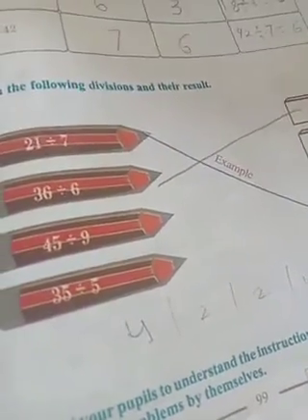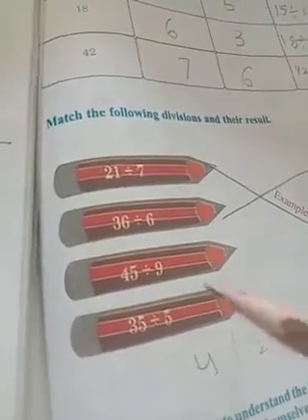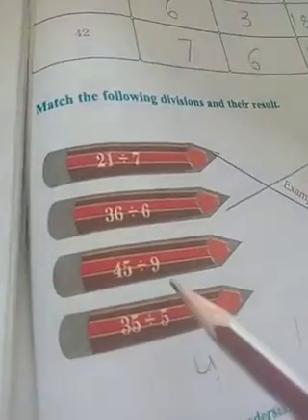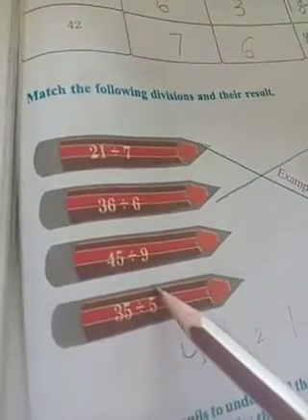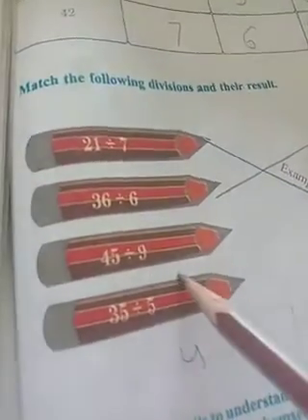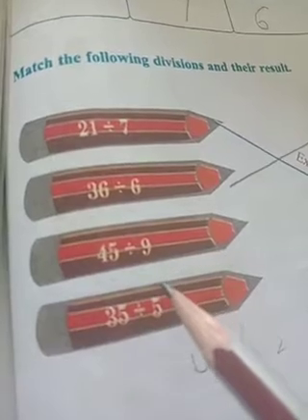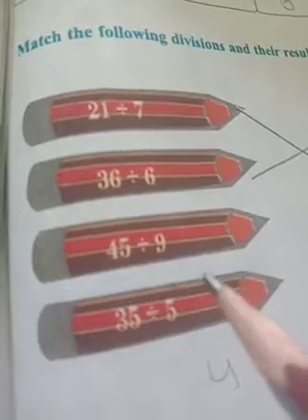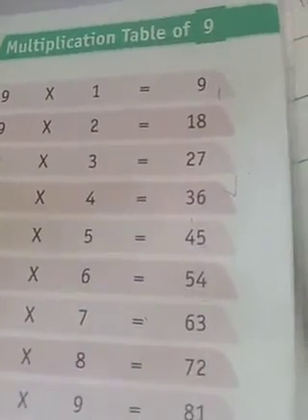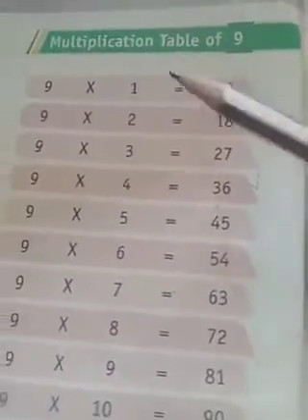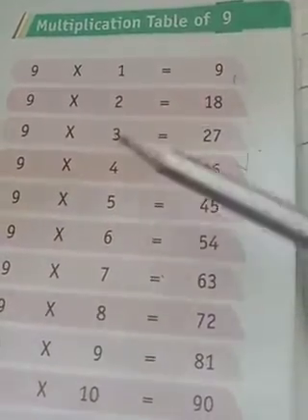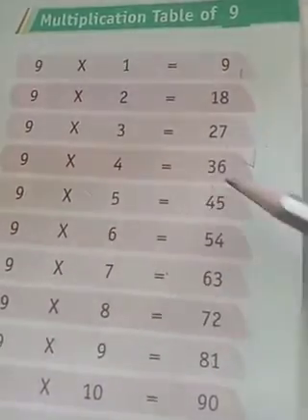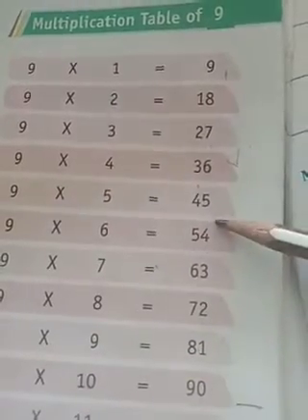Do you understand? Next, 45 divided by 9. So you know the 9 table, children? In the 9 table 45 will come. Did you already learn it or not? Learn the 9 table also, children. Say all of you. 9 1s are 9, 9 2s are 18, 9 3s are 27, 9 4s are 36, 9 5s are 45.